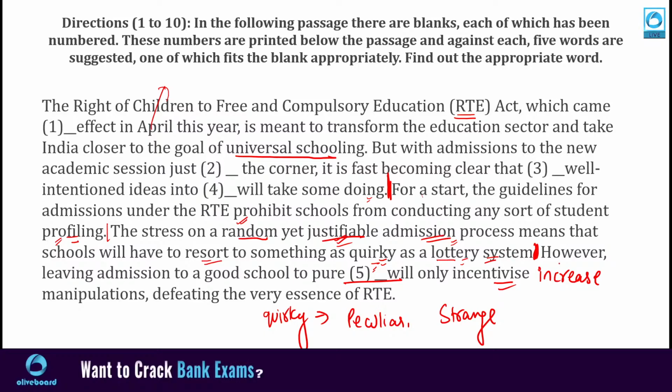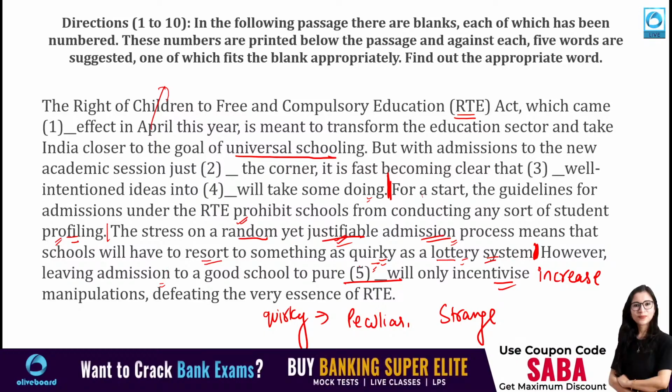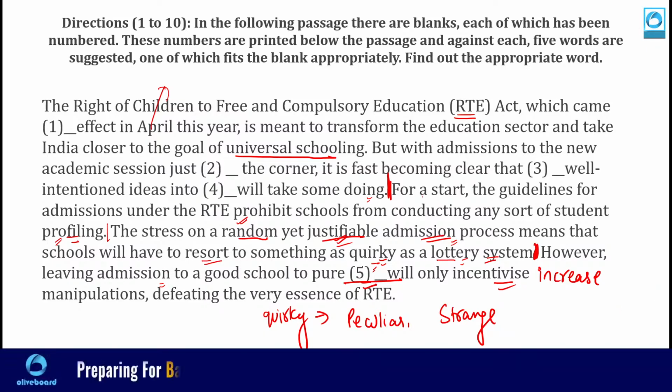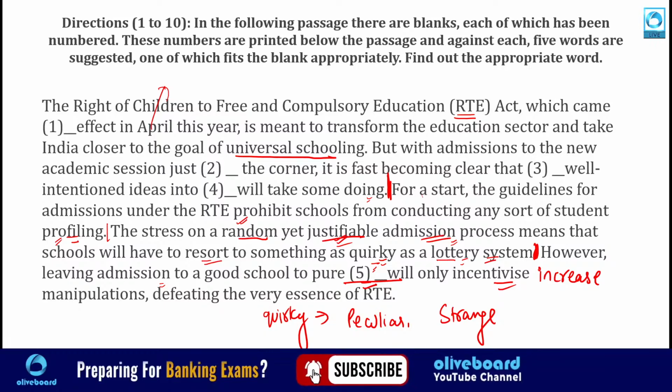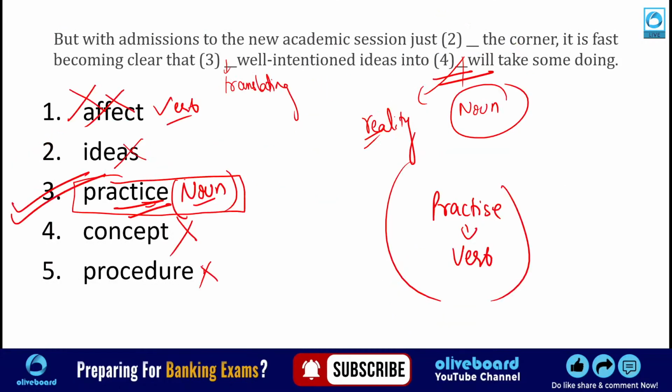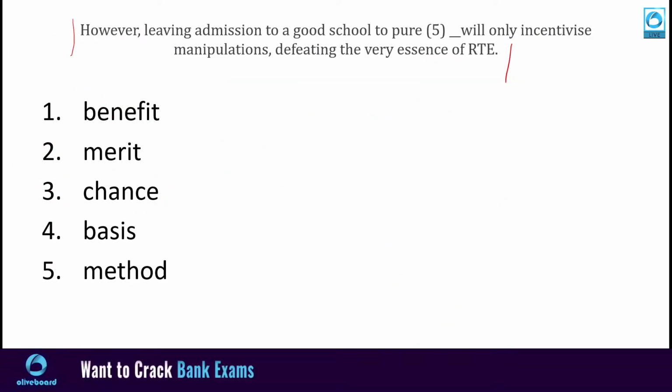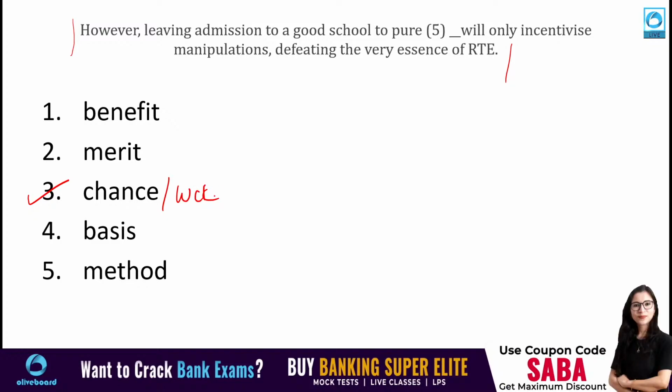So what it will be, however, leaving admissions, कि admissions को अगर पूरी तरह से स्कूल के ऊपर छोड़ दिया जाए, to pure what? Yes, chance. Now did you get the answer? Merit तो just contradictory sense दे देगा. Is it clear to everyone? Now pure chance or pure luck, you can say.